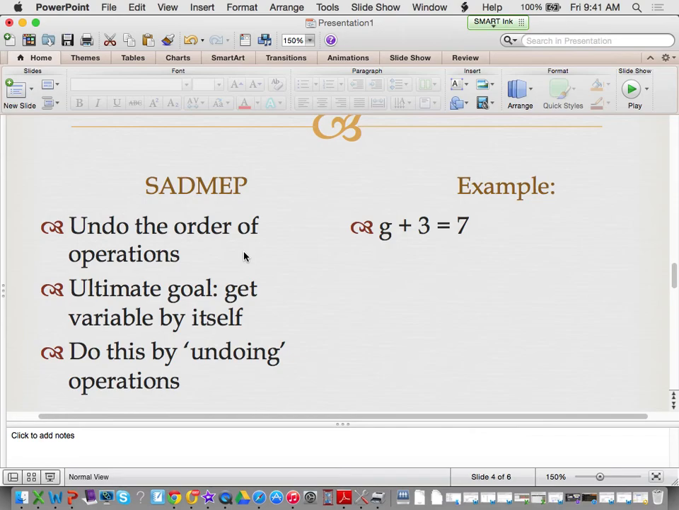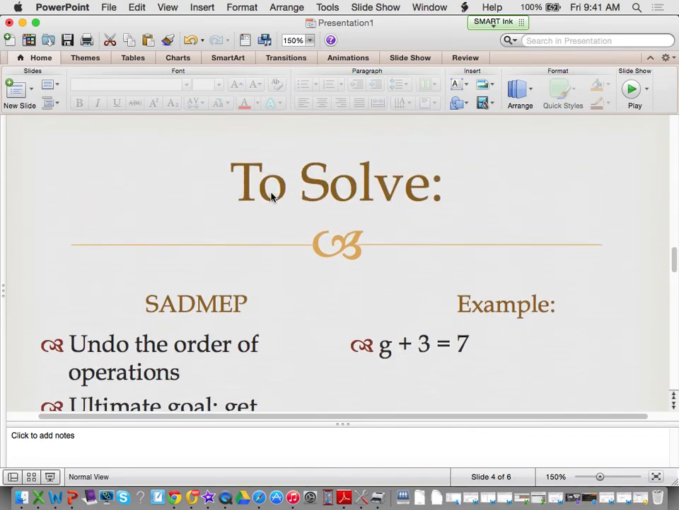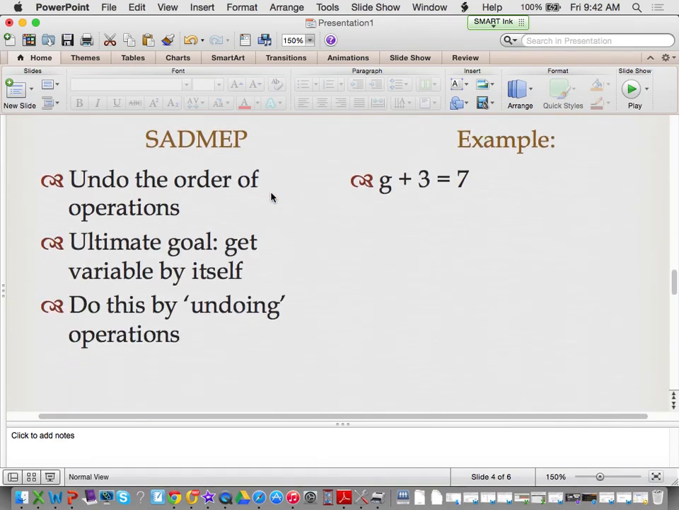So, if we have to solve an equation, we're going to do SADMAP, which is the order of operations backwards. It's not just doing the order of operations backwards, but it's doing the opposite operation. Our ultimate goal of algebra is to get the variable by itself. So in this equation, I have g plus 3 equals 7. Now, we all know that it's going to be 4, but let's try solving it by undoing operations in this easier problem so that when we get to some tougher ones, we have an idea of how to go about this.